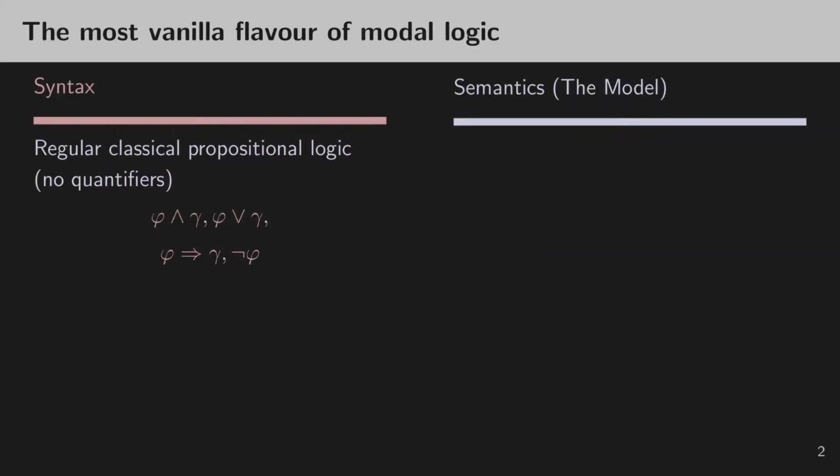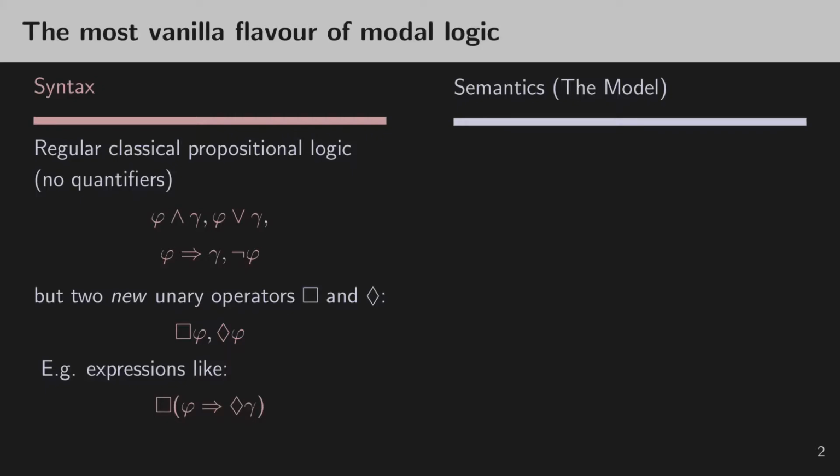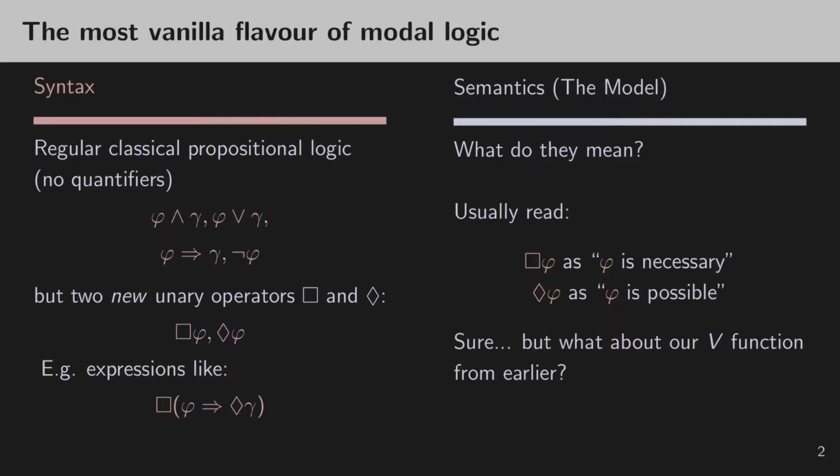So what about in modal logic? In modal logic, we have the same regular formulas that you're used to in classical propositional logic. That is, no universal or existential quantifier, but everything else that you know. But we have two new unary operators, box and diamond. So we can have expressions like this one. But what do they mean? So if we were in a philosophy class right now, we would probably read box phi as phi is necessary, and diamond phi as phi is possible.